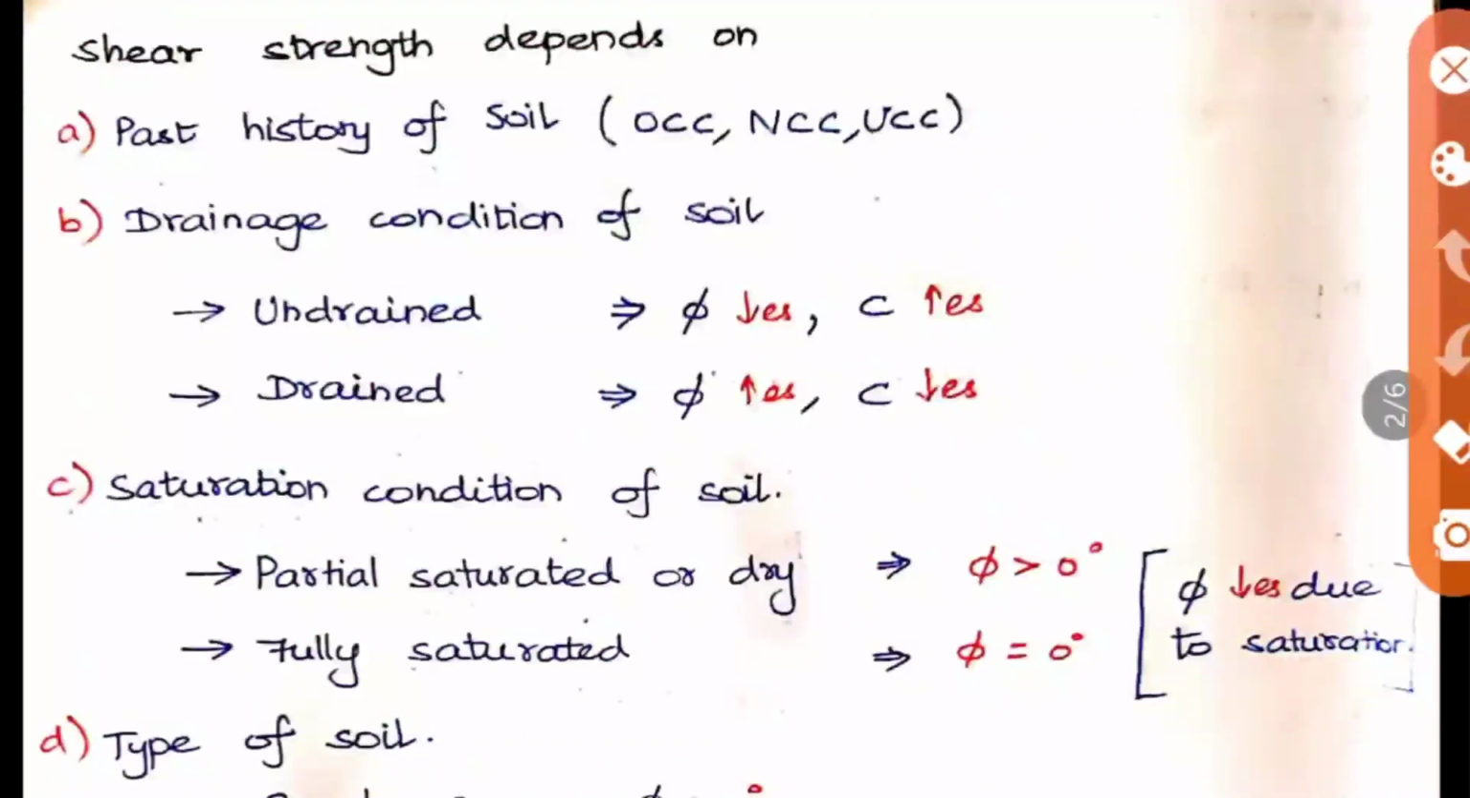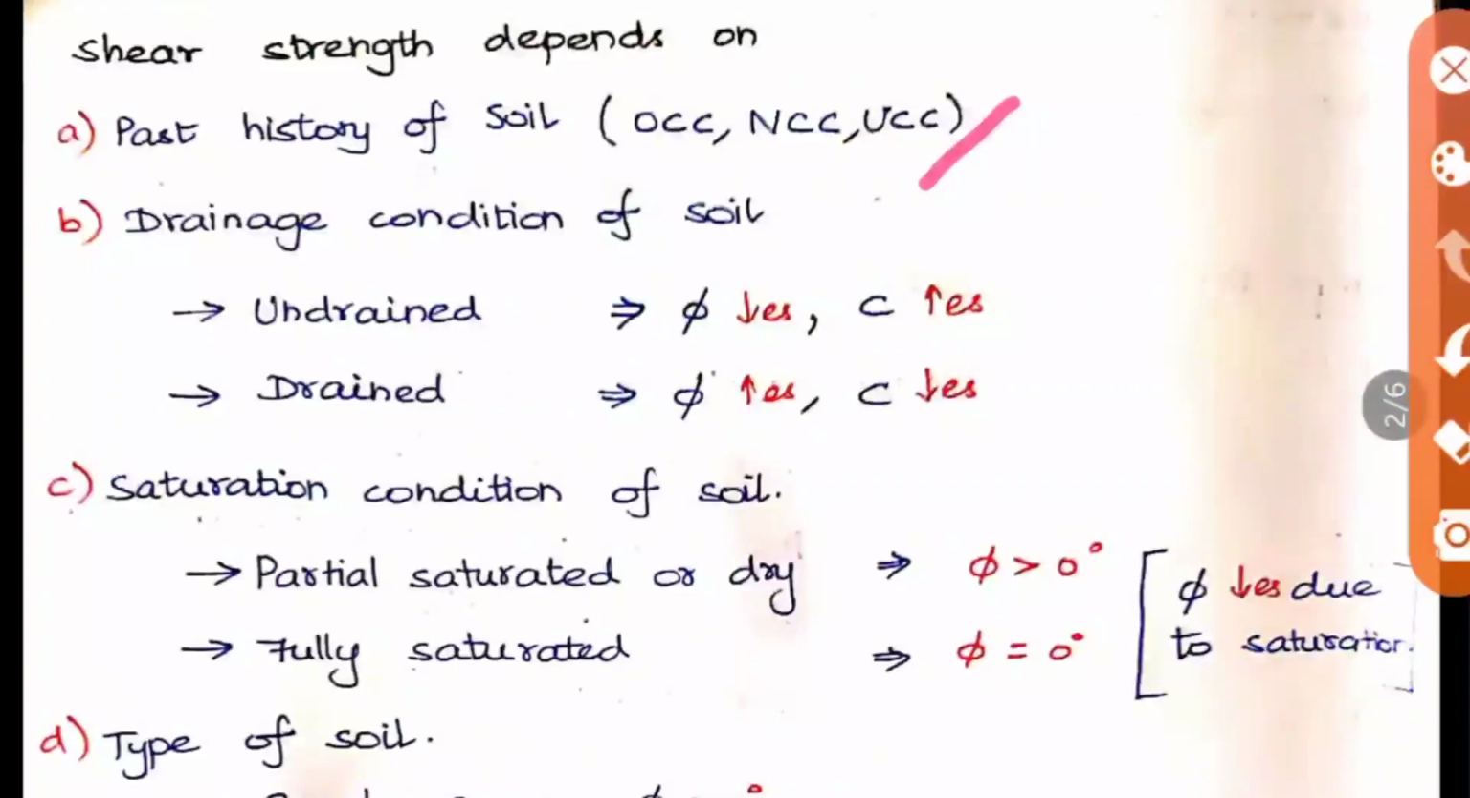Next we are going to see some factors that the shear strength depends on. First one is the past history of the soil, that is OCC, NCC and UCC. We have already studied this in the consolidation chapter: over consolidated clay, normally consolidated clay and under consolidated clay. When the soil had more stress in the past, it is called over consolidated, but if the pressure is more at present, it is under consolidated, and normally consolidated means it is equal at both stages.